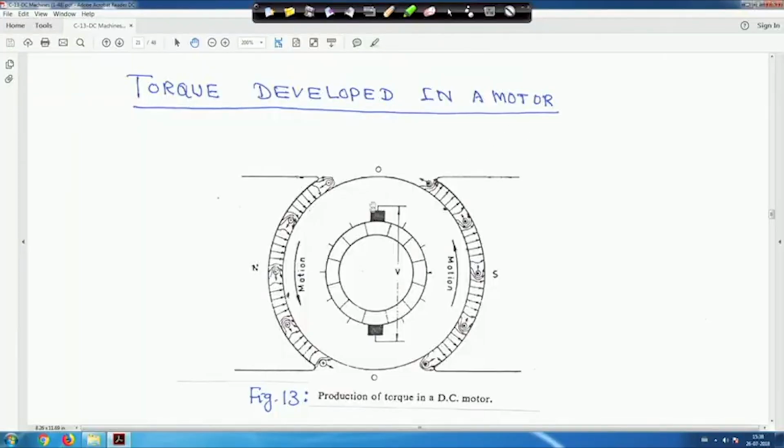Okay, we are back again. Next is torque developed in a motor. This is the motion given: the commutator segments, these are the brushes, and these are the conductors placed, right.